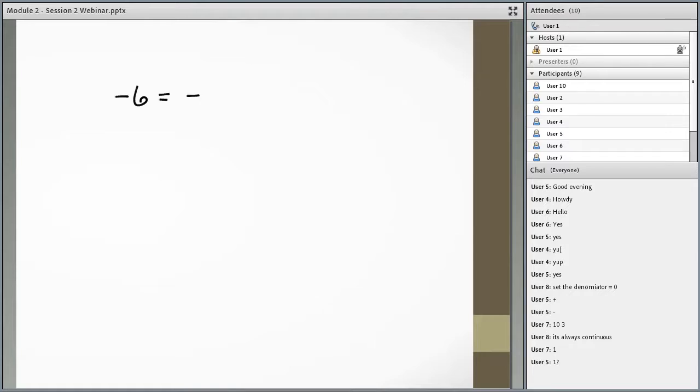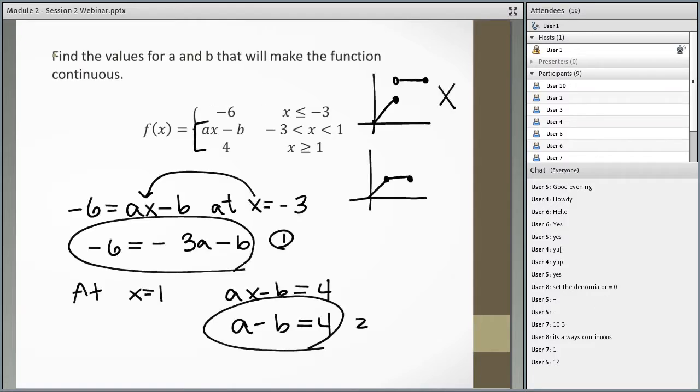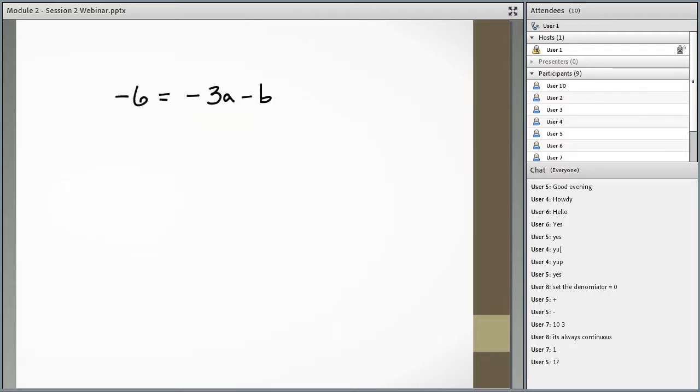So I have -6 equals -3a minus b. That was equation 1. All I've done is put the negatives. Actually, I didn't move anything. I am going to rewrite the a minus b equals 4 as 4 equals a minus b. It's not really necessary. I just usually like to line up if I can.